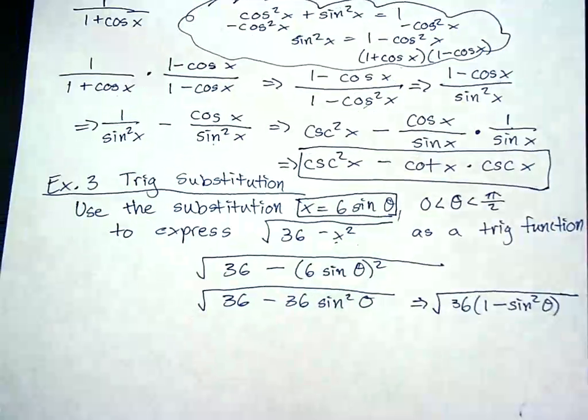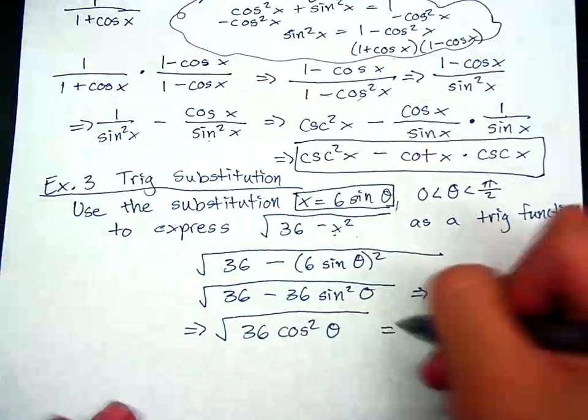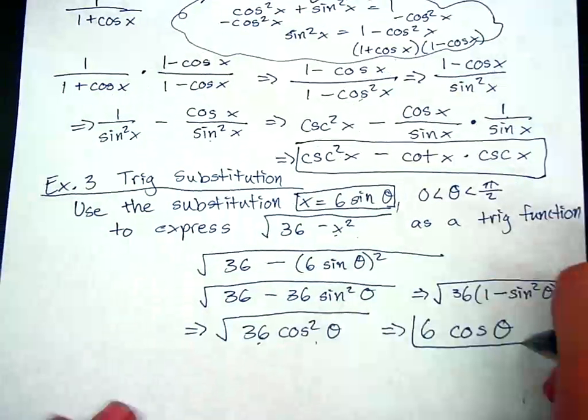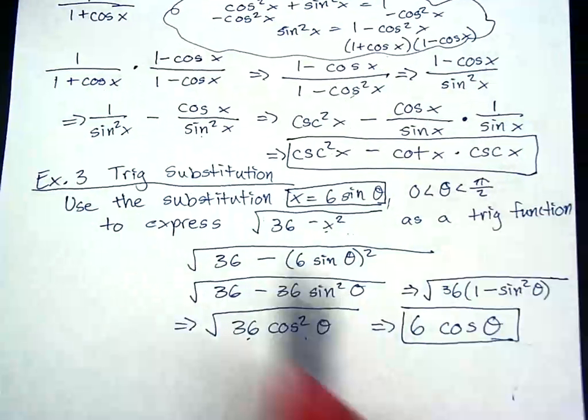So we have the square root of 36 cosine squared theta. And because they are both perfect squares, we get to simplify this down to just 6 cosine theta. All right, so that right there will be our answer. In other words, this whole thing as a trig function is 6 cosine theta.